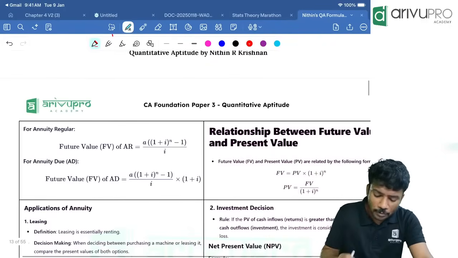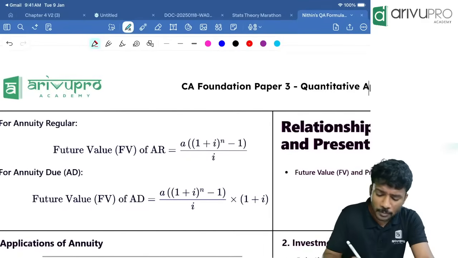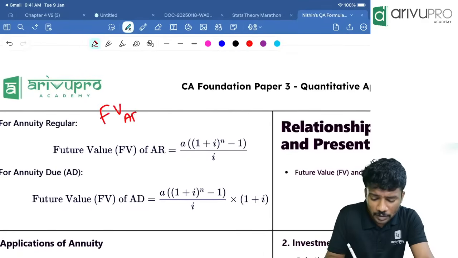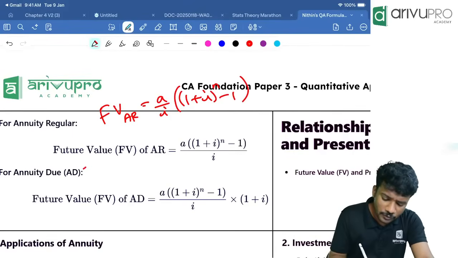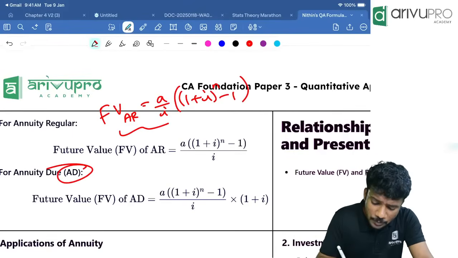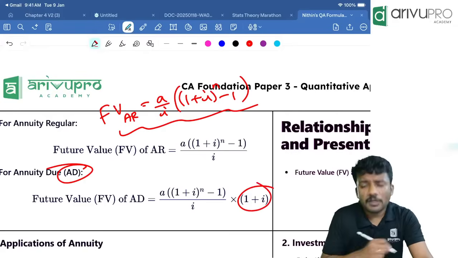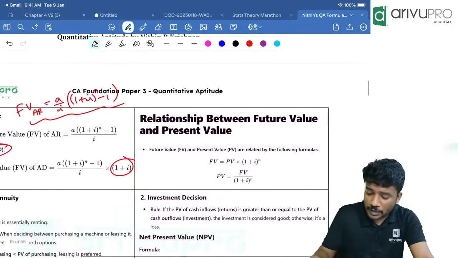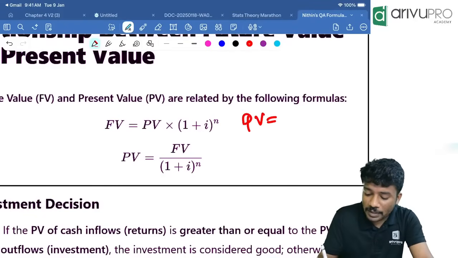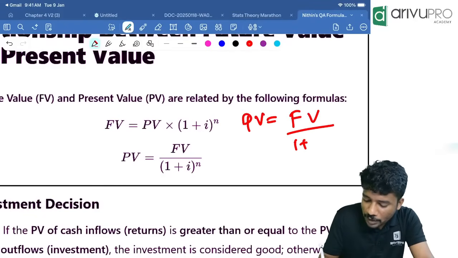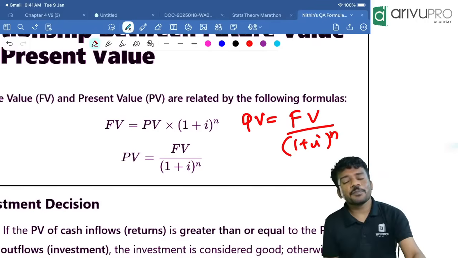Now we need to know about future value. We have two formulas. The future value of annuity regular is nothing but A by I into (1 plus I) the whole power n minus 1. Then what is the future value of annuity due? With this particular value, you will multiply (1 plus I). Then you have a formula for present value. You can derive it from future value itself. PV is nothing but future value divided by (1 plus I) the whole power n.